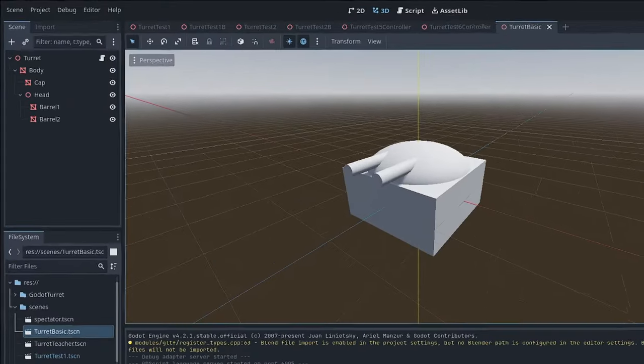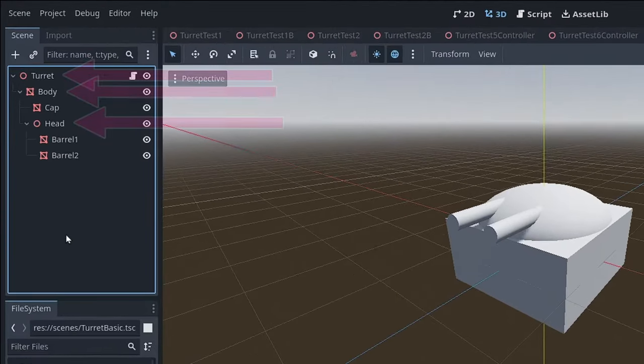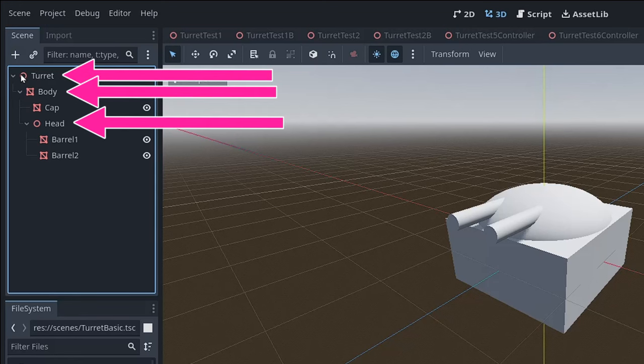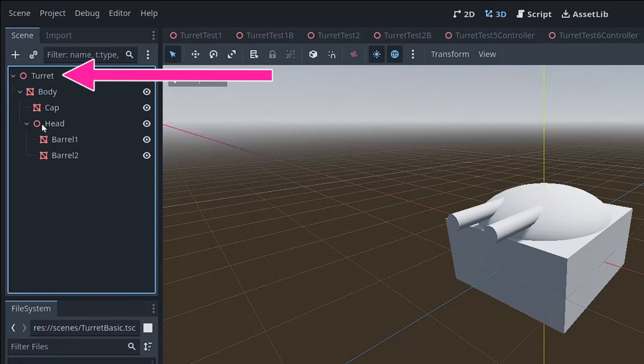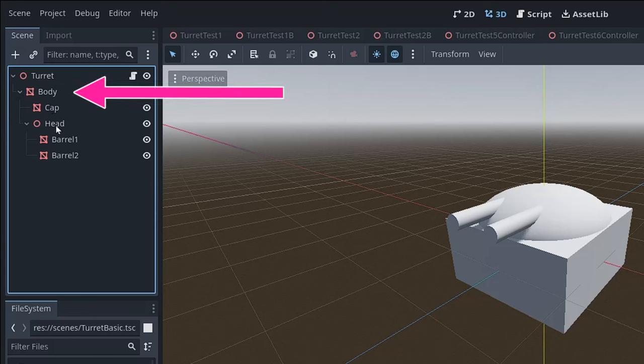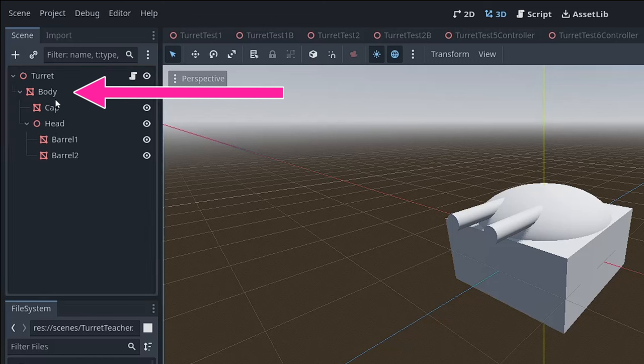The basic idea of the turret is three Node3Ds. The root Node3D is named turret and simply serves as a root for all other nodes. Child of that root node is a node named body. Now, I actually thought that was a Node3D. I made it a MeshInstance3D instead. It's not a big deal. MeshInstance3D inherits from Node3D. So anyway, body, let's talk about it as if it were a Node3D.